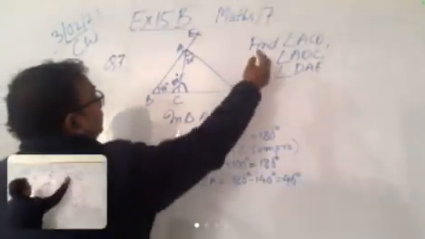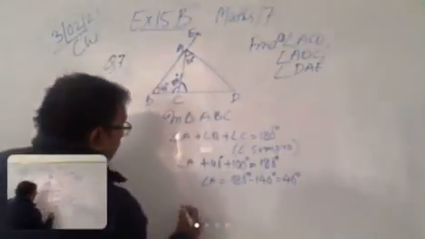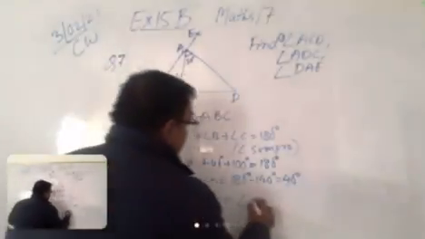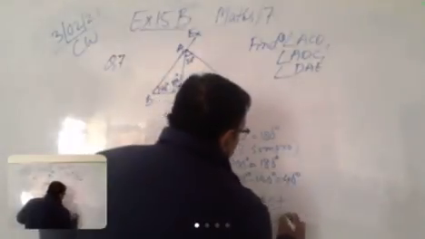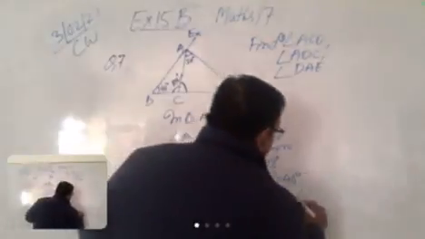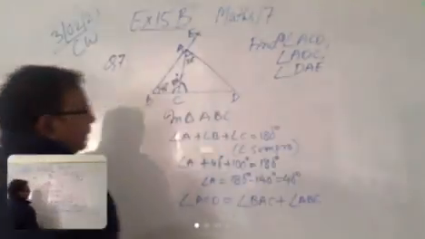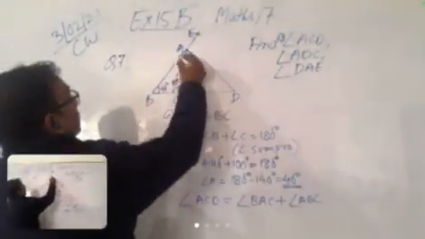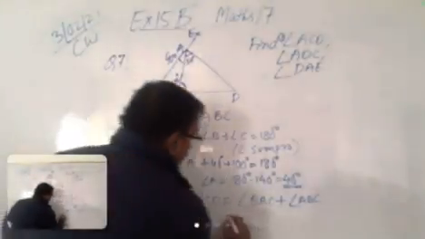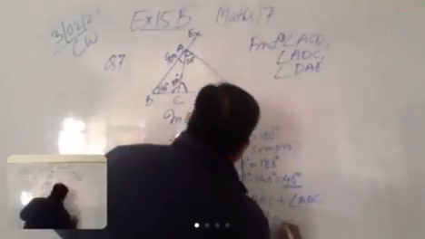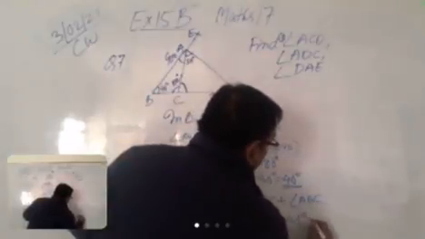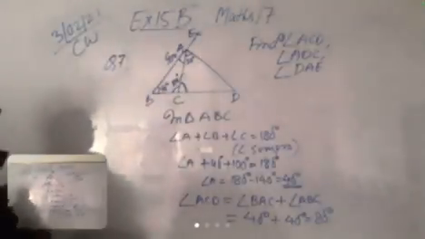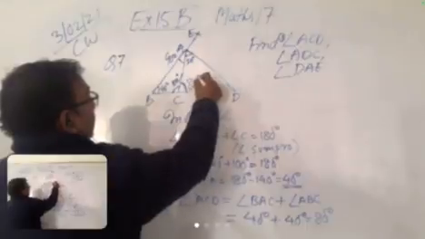Now, first, angle ACD is equal to angle BAC plus angle ABC. We just found here angle BAC. This is 40 degree. So 40 plus 40, it is 80 degree. Now this is 80 degree.